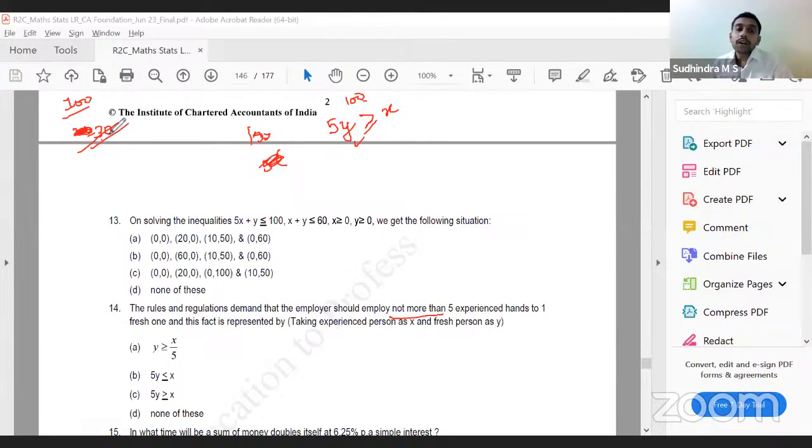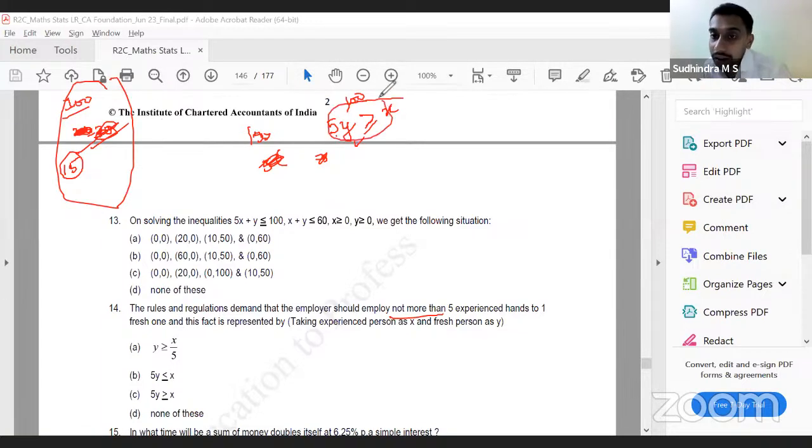Whereas if I had only 15 fresh hands, now is the condition satisfied? No, because 5 times 15 is 75. I can only have 75 experienced hands, but we have 100. Correct? So in that case, 5 times 15 is 75. 75 should be greater than 100. It is not greater than 100. Condition is not satisfied. So this logic goes hand in hand with this inequality. Therefore, 5y greater than or equal to X.